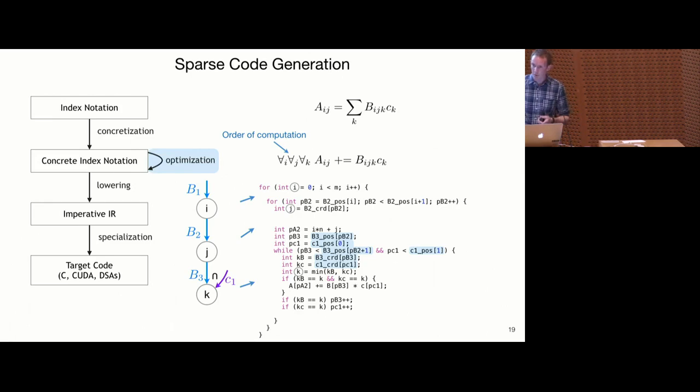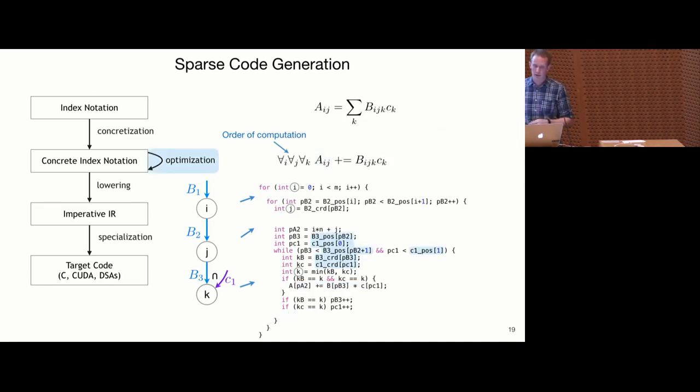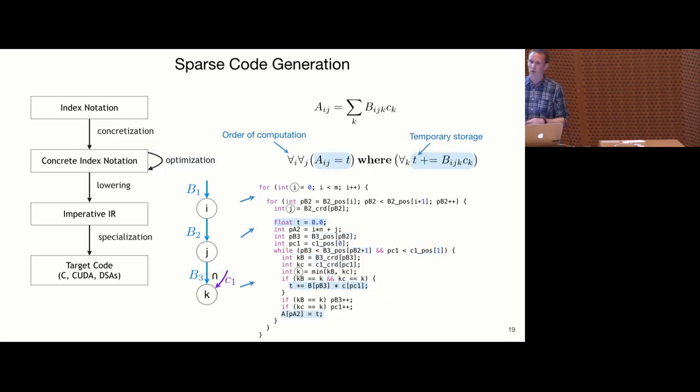But first, I'm going to talk about optimization a little bit, because we now have a language, the concrete index notation, where we can talk about the order in which things happen and where things are stored. That's an optimization language. So we're going to optimize before we introduce sparsity. And that's very powerful, because we don't have to take into account indirections and while loops and all of these things that exist in sparse code. So the thing we're going to do with this tensor vector multiplication is introduce a scalar temporary that we can accumulate into, saving us a little bit of address calculation.